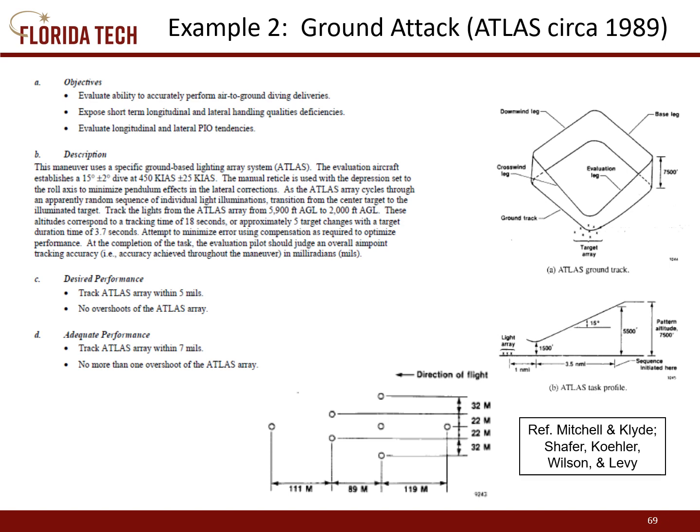I don't have an example of this one in terms of video, but I just wanted to show you how you can define these with established criteria: you maintain the dive angle within 2 degrees, you maintain the airspeed within 25 knots, and you have this fairly detailed defined performance envelope and task. Desired performance would be to track the target within 5 mils and no overshoots. Adequate performance is track the target within 7 mils and no more than 1 overshoot. So this was a ground attack handling qualities task that was defined, and the reference is shown there with Dave Mitchell and Dave Clyde and others.